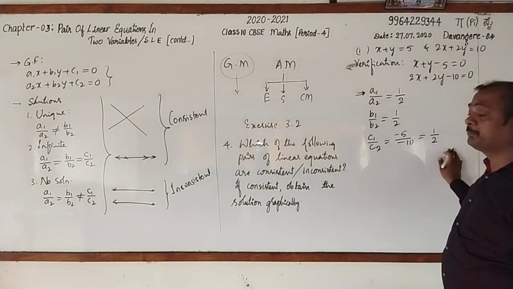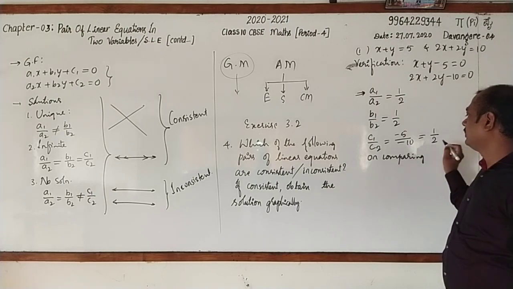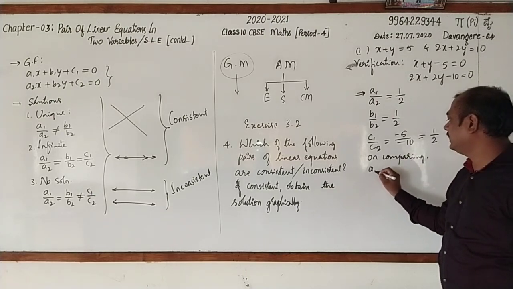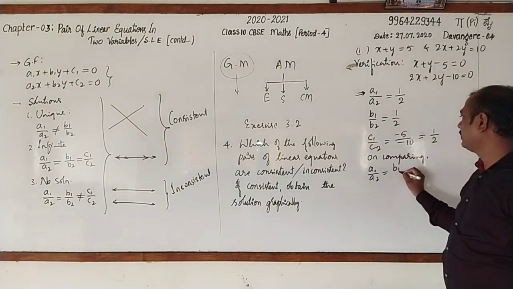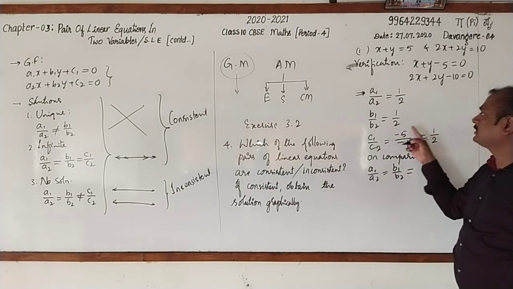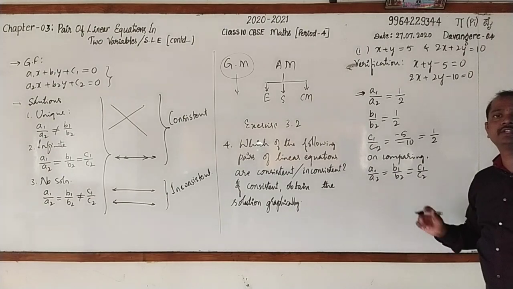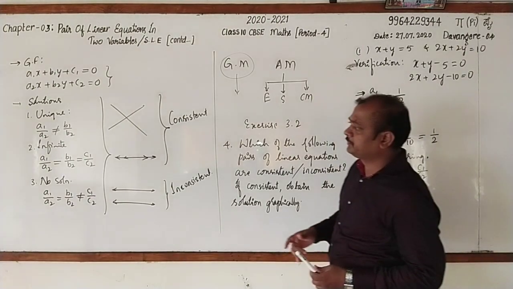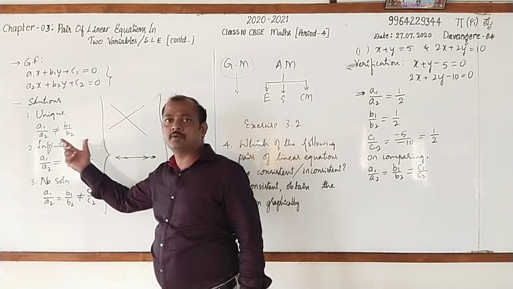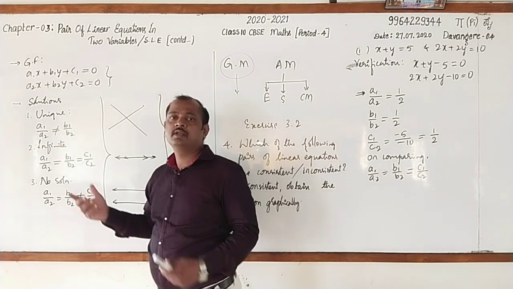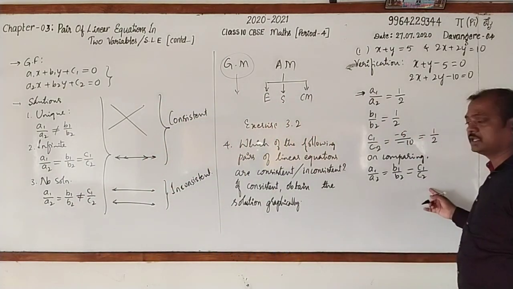Now you just go for comparing all the three. On comparing, what you can say? You can write that a1 by a2 is 1 by 2. That is also the value of b1 by b2 and the same value is of c1 by c2. Hence all the three ratios are equal. If all the three ratios are equal, you can say that the given pair of linear equations have infinitely many solutions. As they have many solutions, we can say that they are consistent.